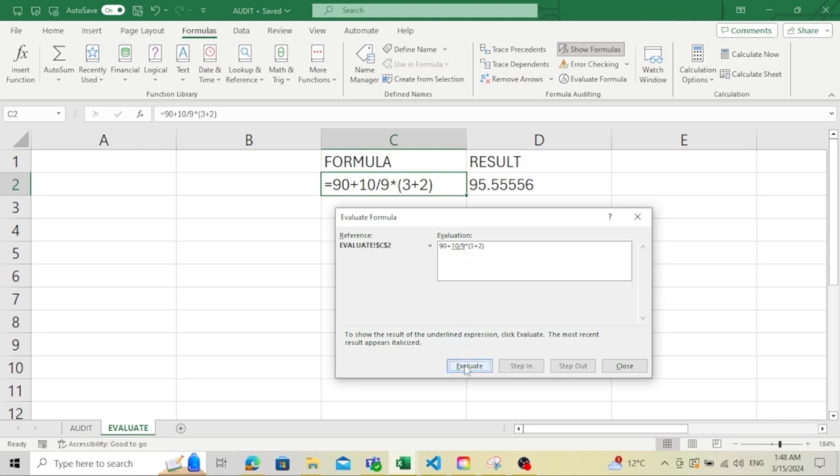Then you click on evaluate again. It tells us the next step. That gave us 1.111. And the next step was 3 plus 2, using BODMAS. We evaluate that. That gave us 1.111 times 5. So the next thing was to multiply this by that. Evaluate. And that gave us 1.111 times 5. Evaluate again. So that gave us 5.555556 plus 90, and you evaluate, and that gave us the answer. That is how evaluate works.